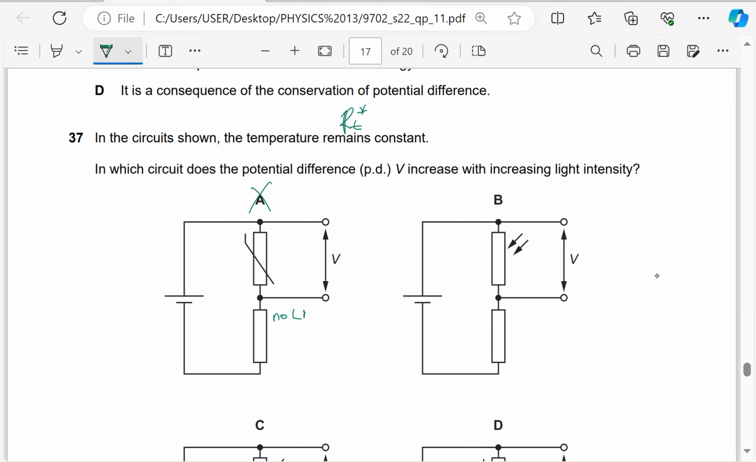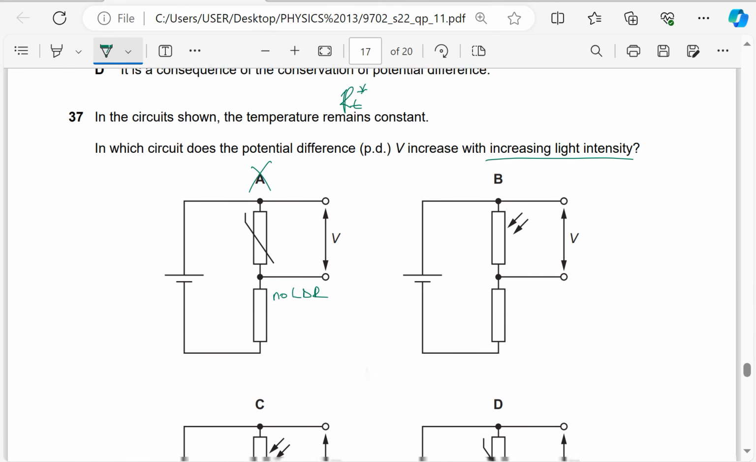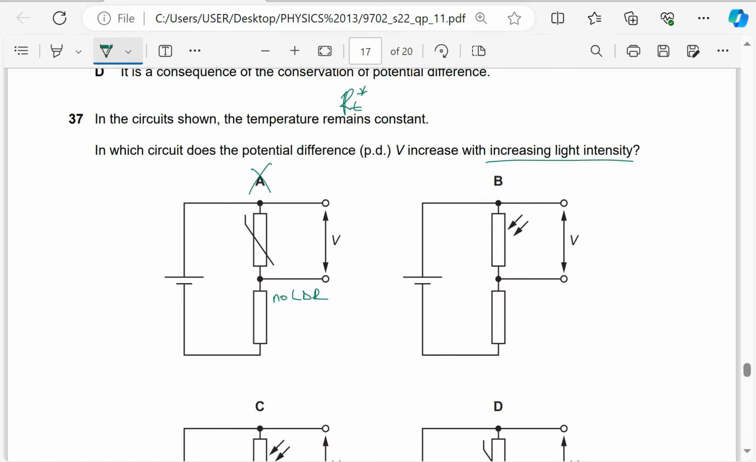There is no LDR. In A there is no LDR, so light intensity is not affecting anything. There is no LDR here. This is a thermistor. Then we look at B, C, and D. In B, the PD is measured across the LDR.